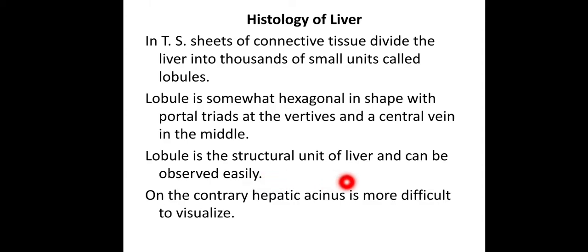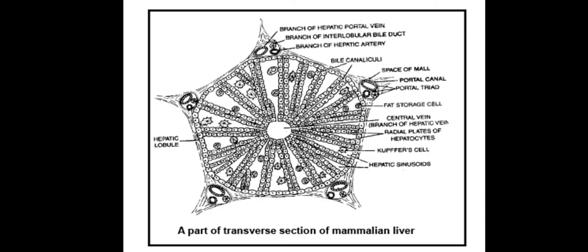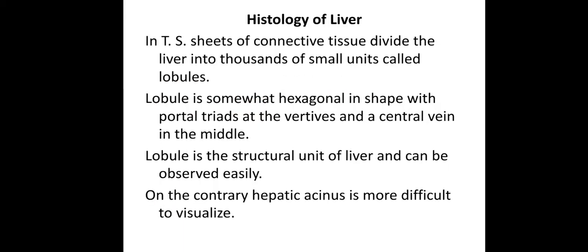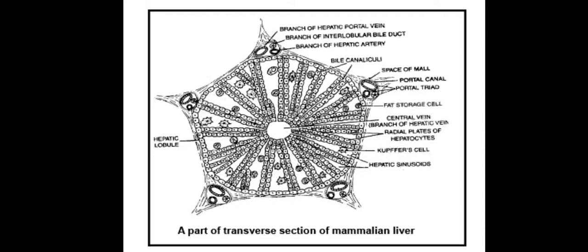On the contrary, the hepatic acinus is more difficult to visualize. Now there will be the hepatic acinus, which is very difficult to visualize, but it represents a unit that is more important for hepatic function because it is oriented around the afferent vascular system. Then there are the parenchymal cells of the liver, which are called hepatocytes.